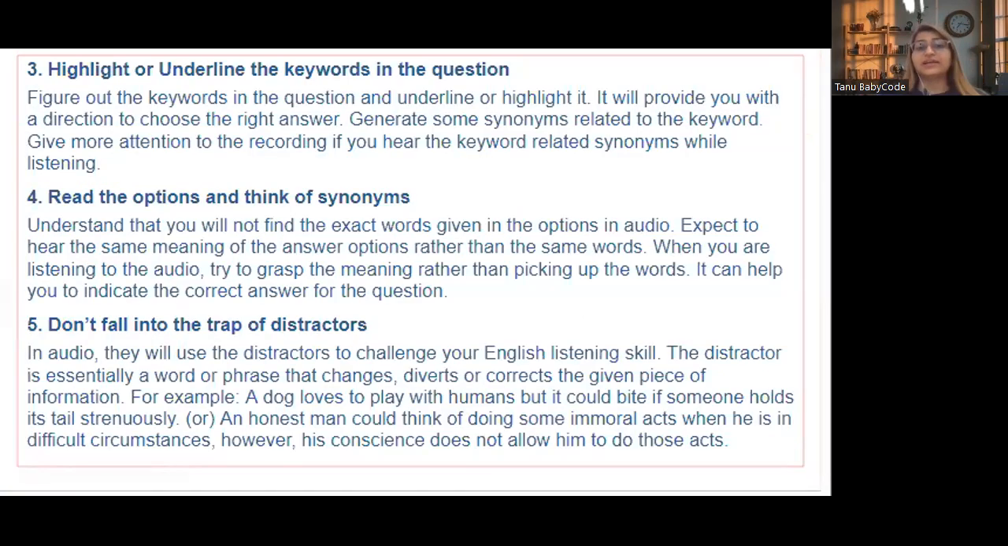Third one, highlight or underline your keywords. It will give you a direction so that you can choose the right answer. Generate some synonyms related to the keywords. Pay more attention to the recording if you hear a keyword-related synonym while listening.